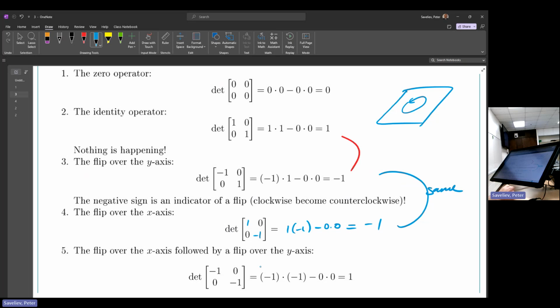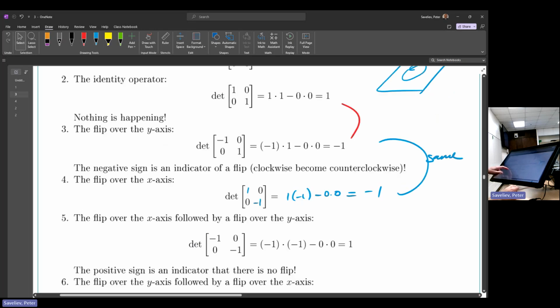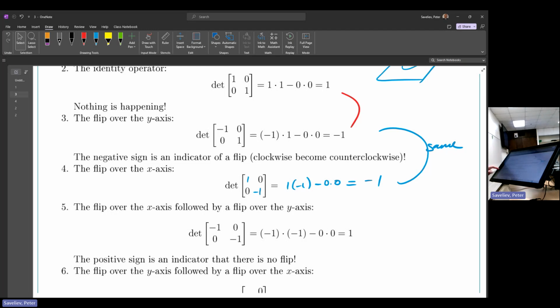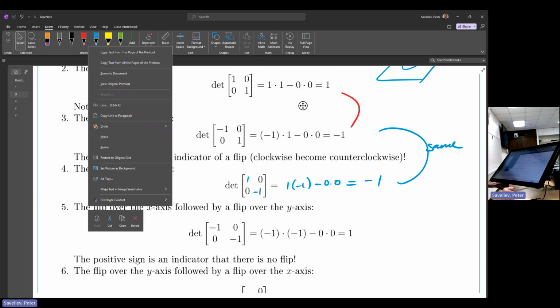Anyway, flip about the x-axis followed by flip about the y-axis. So a positive sign is an indicator that there is no flip. The net effect is no flip. So central symmetry actually has no flip as such.